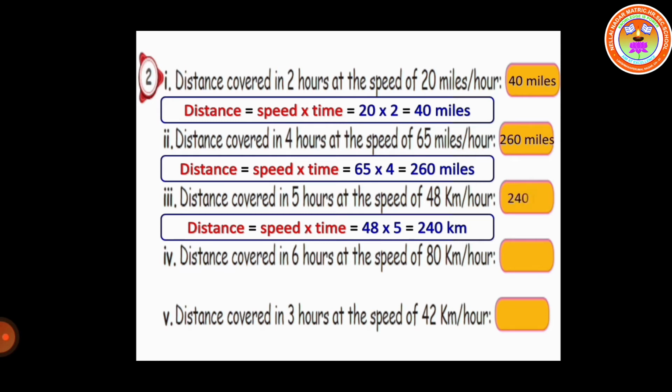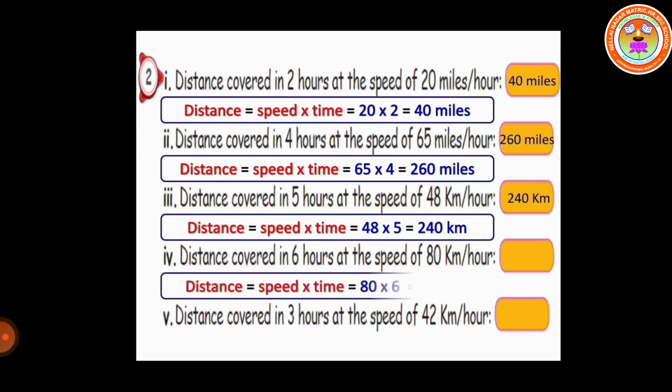Fourth subdivision you see. Distance covered in 6 hours at the speed of 80 km per hour. Distance formula speed into time. Equal to 80 into 6, 480 km.